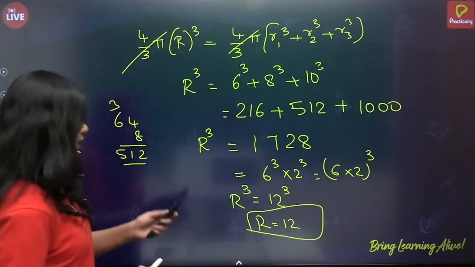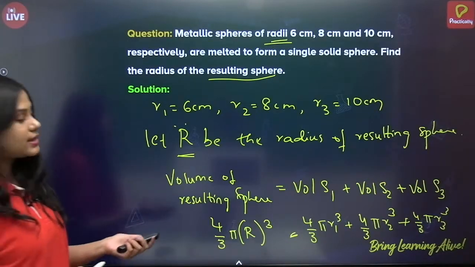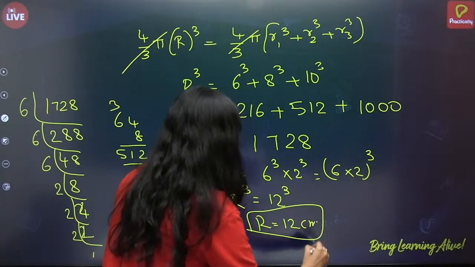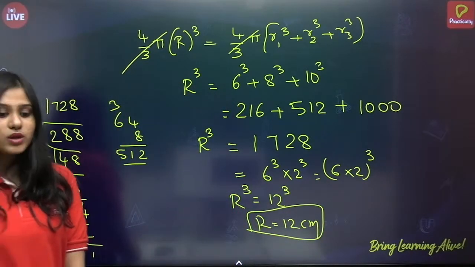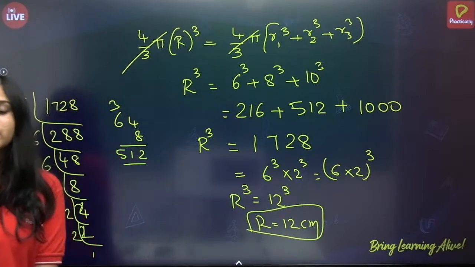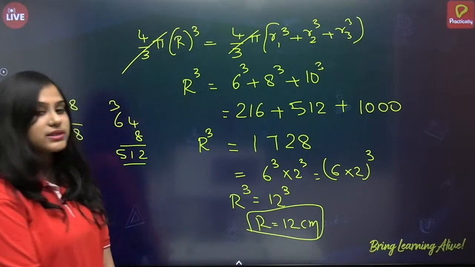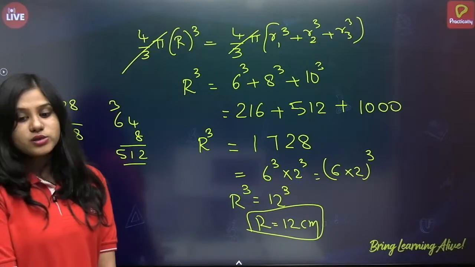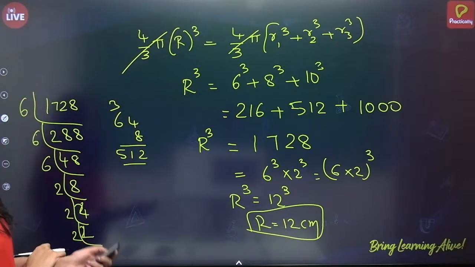So what is 12? Is it centimeters or meters? It is centimeters. So let me write centimeters here. Okay. So again you can write a statement at the end. Thus the radius of the resulting sphere is 12 centimeters. Right? So yes, this is about this problem.